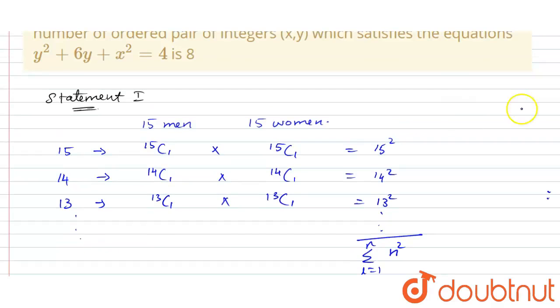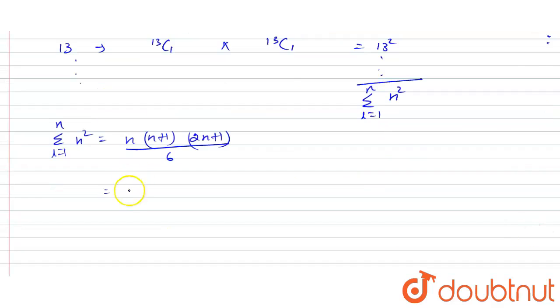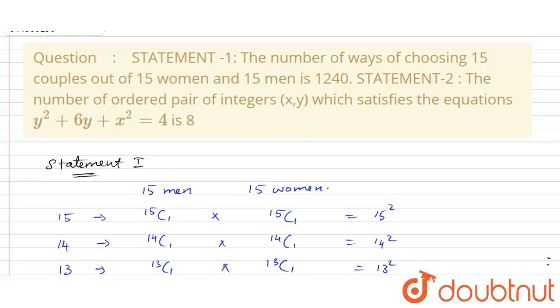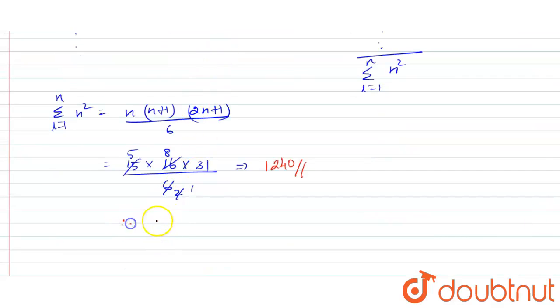Here, why? Because the total value is 15, so the maximum value is 15. So 15 into 15 plus 1, that is 16, into 15 twos are 30 plus 1, 31, divided by 6. So 3 twos are 6, and 2 eights are 16. Therefore, if we multiply this, we will get 1240. So statement 1 is correct.